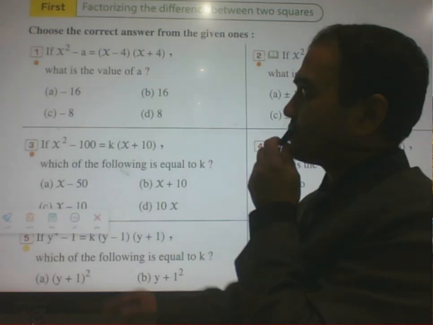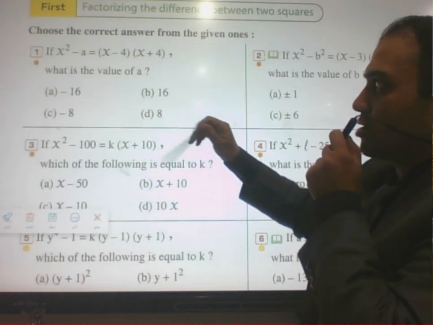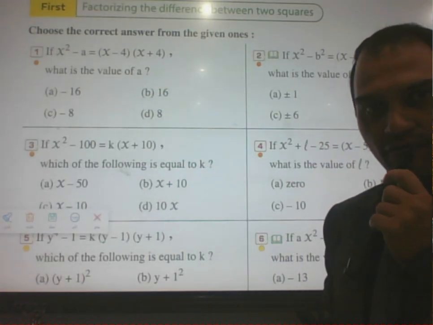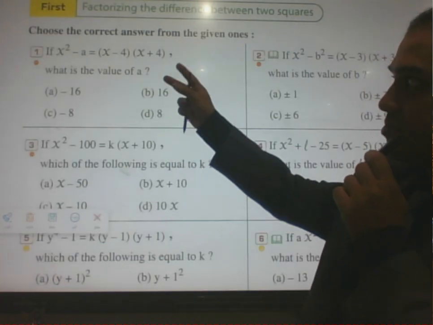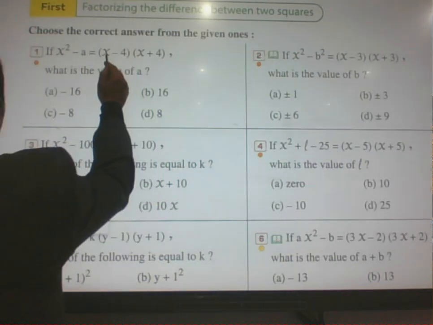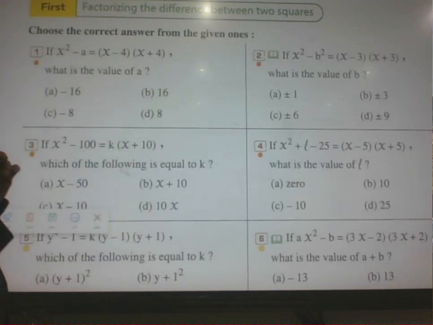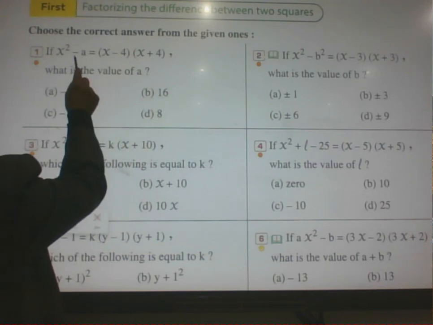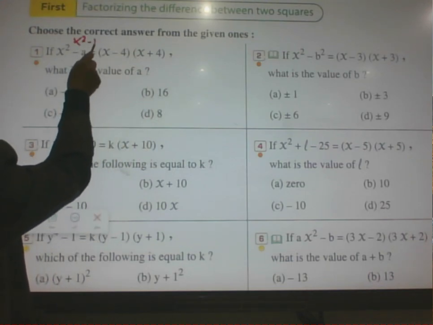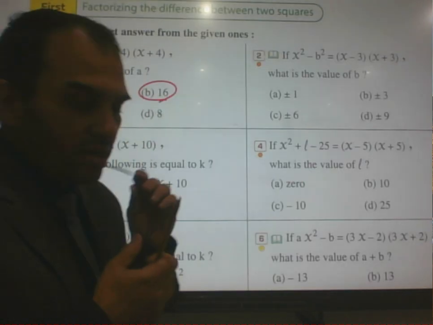First question: if x power 2 subtract a equals x minus 4 product by x plus 4, we want to find the value of a. We have the difference between two squares. We can factorize the expression: x times x is x power 2, and negative 4 times 4 equals negative 16. Then the value of a here equals positive 16. We have x power 2 subtract 16, then negative a equals negative 16, then the value of a equals positive 16. Next question.